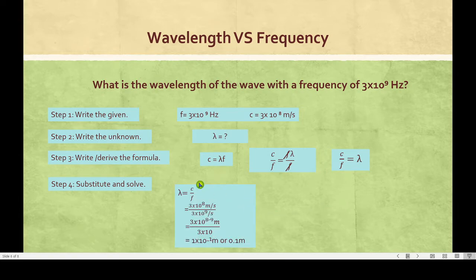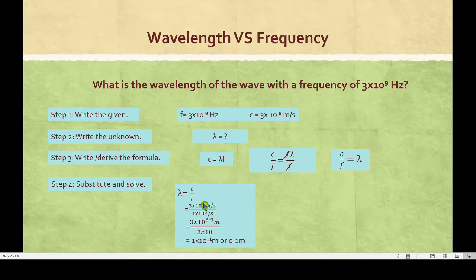So here, you now have the formula, lambda is equal to C over F. Then after that, substitute the values: 3 times 10 raised to 8 meters per second over 3 times 10 raised to 9 per second. So the numerator will be the value of the speed, 3 times 10 to the 8, while the denominator will be the frequency, 3 times 10 to the 9.